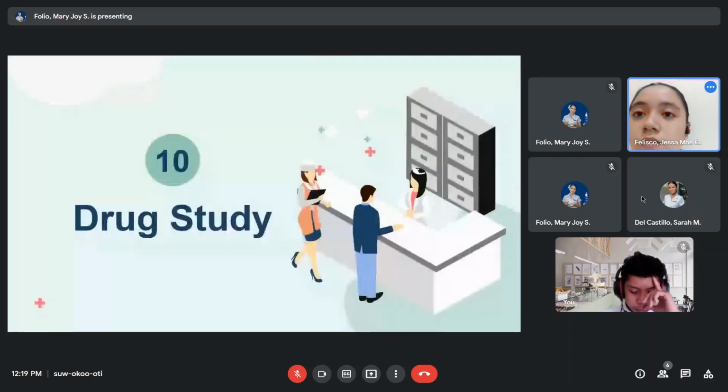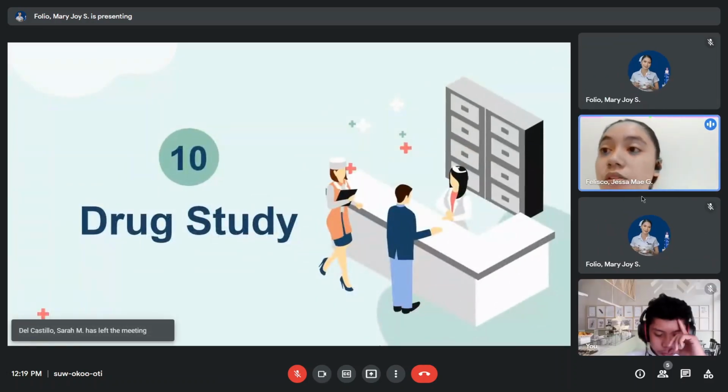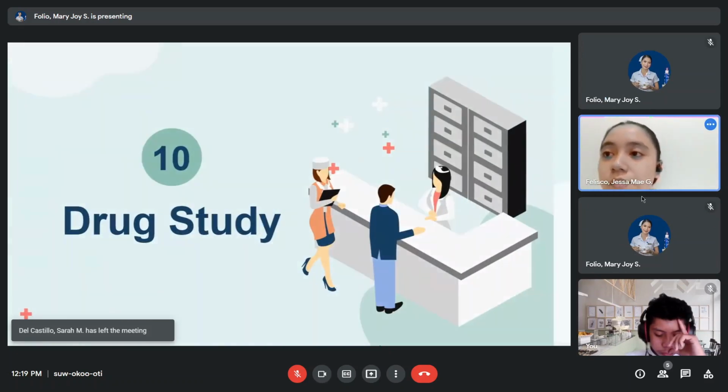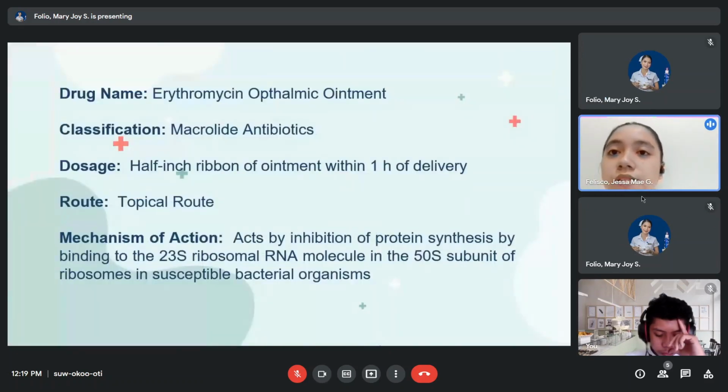Next slide, please. Okay, next we have the drug study. Next slide, please. Okay. First drug is the erythromycin ophthalmic ointment. Classification: this belongs to the macrolide antibiotics. And for the dosage, a half-inch ribbon of ointment within 1 hour of delivery. The route is topical, and the mechanism of action acts by inhibition of protein synthesis by binding to the 23S ribosomal RNA molecule in the 50S subunit of ribosomes in susceptible bacterial organisms.